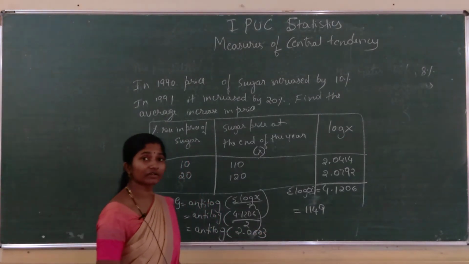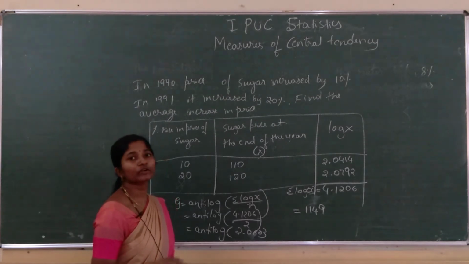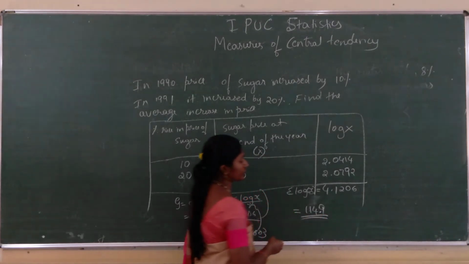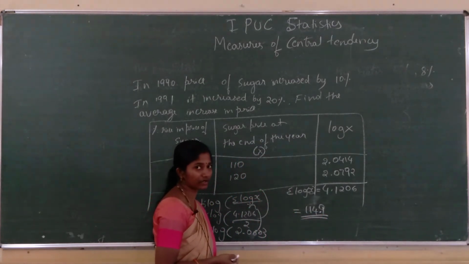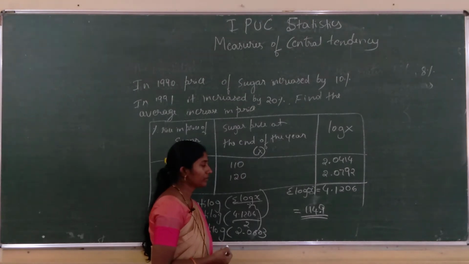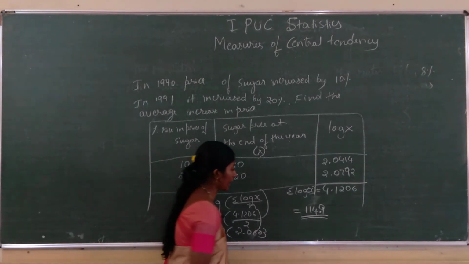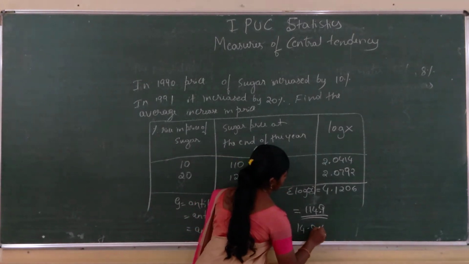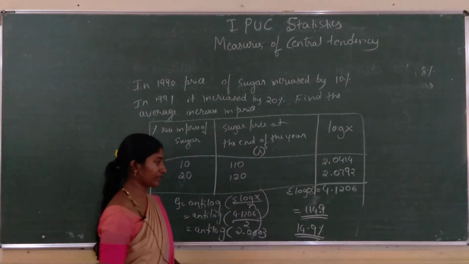Now 2 plus, here for antilog you should take plus 1. 2 plus 1 is 3, after 3 digits 1 2 3, after 3 digits put the point. Lastly, what we have to do? We have to minus 100. So 114.9 minus 100, that is 14.9. Here we get 14.9 percentage.